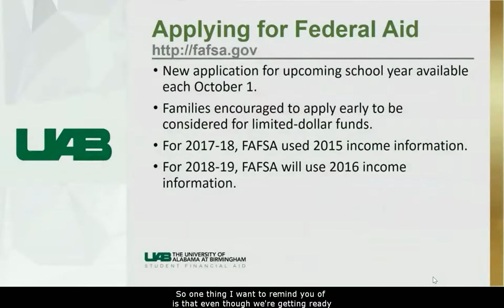One thing I want to remind you of is that even though we're getting ready to start the 17-18 school year, very shortly after your student starts school, you're going to want to start thinking about the 18-19 school year. Remember that you do have to apply for federal financial aid each year, and that application will become available on October the 1st for the 18-19 school year.